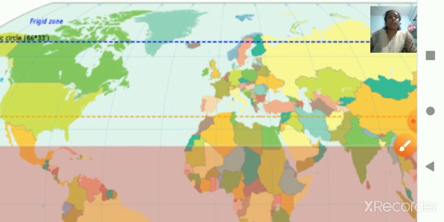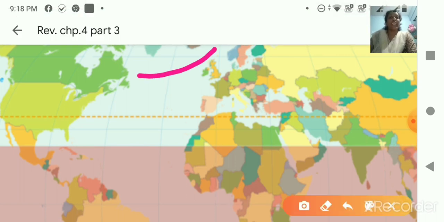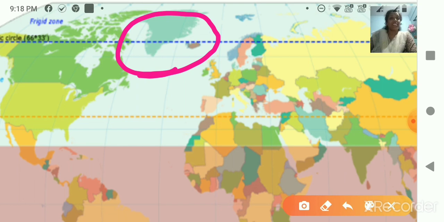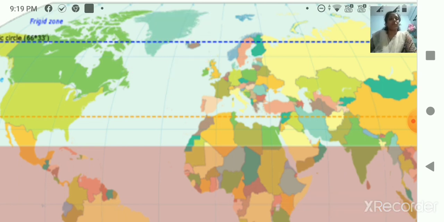See children, we studied in detail about Greenland. Do you remember? Yes. See, this part of Greenland lies in frigid zone, whereas the south part lies in temperate zone. Do you remember children? Okay.